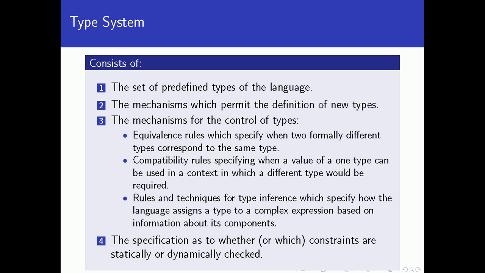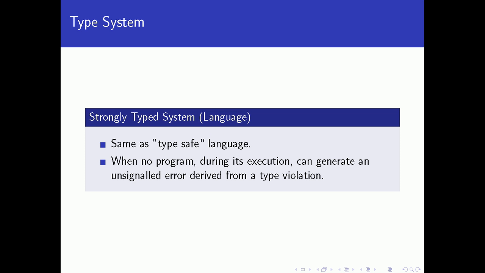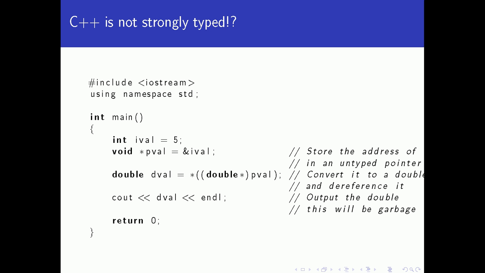Now, before we come to these two terms, static or dynamic type checking, let's first mention another term here, which you often encounter. That's the term strongly typed. That a particular language is strongly typed. This is the same as the term type safe. And what does this mean? Well, it means that a language is type safe or strongly typed when no program during its execution can generate an error, an unsignaled error, derived from a type violation. So notice unsignaled error. So nothing happens at runtime that signals the error, but there is an error due to a type violation. And we can argue that C++ is not strongly typed.